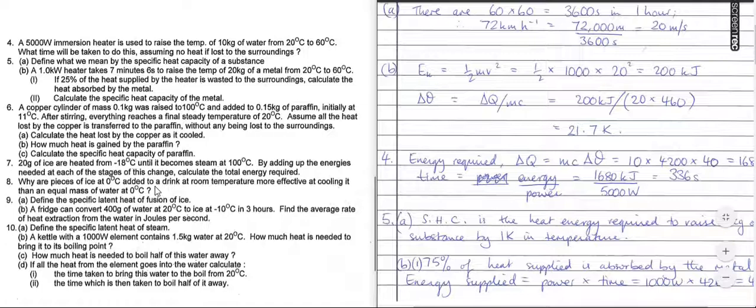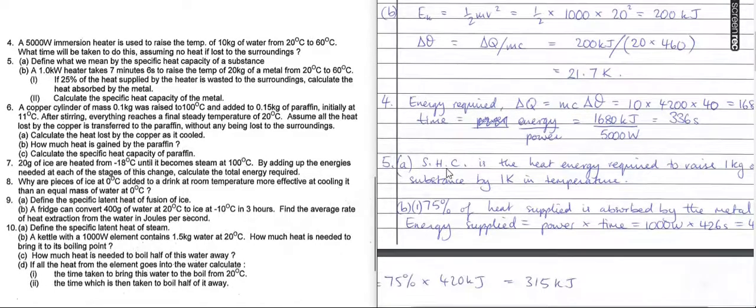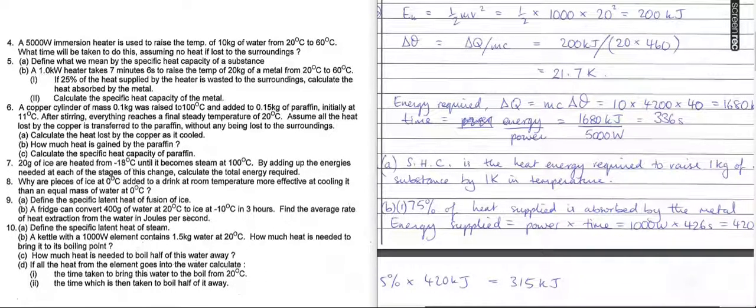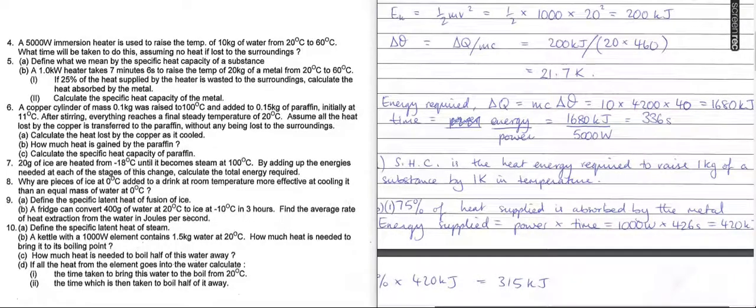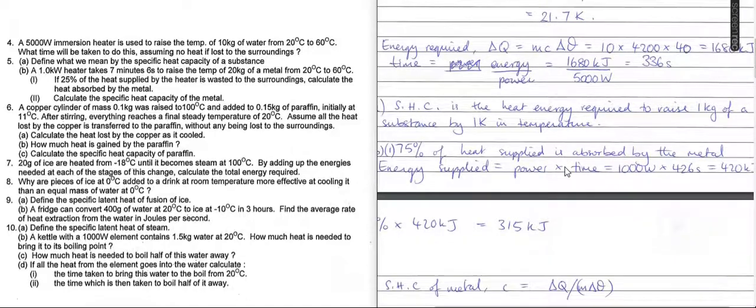So it makes sense. Question 5, part A, define what we mean by the specific heat capacity of a substance. So specific heat capacity, SHC, is the heat energy required to raise 1 kilogram of a substance by 1 Kelvin in temperature. 5b, a 1.0 kilowatt heater takes 7 minutes 6 seconds to raise the temperature of 20 kilograms of a metal from 20 degrees to 60 degrees C.